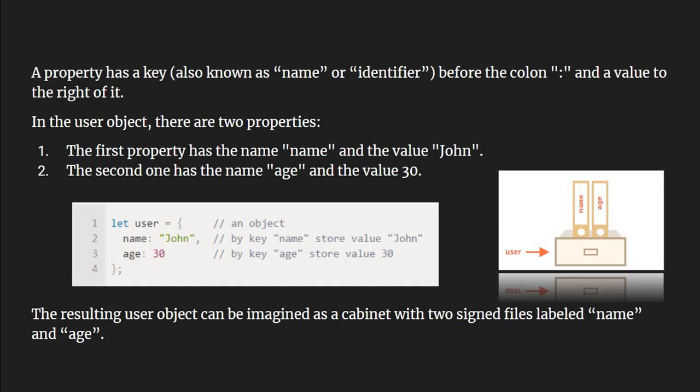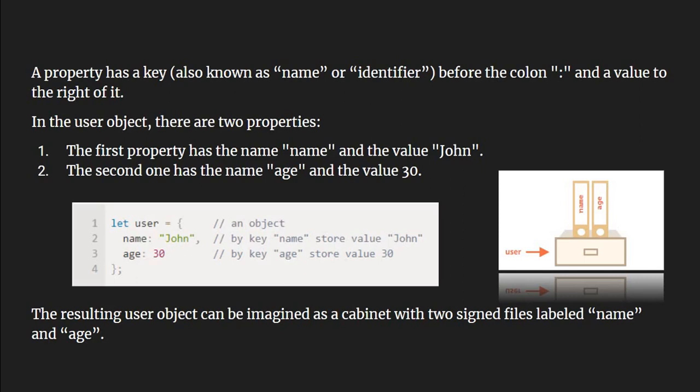That means there are two properties here, name and age, and the values have been assigned as John and 30. As you can see in the diagram, the user is at the bottom and there are two values in it, two property names and their values, name and age. The resulting user object can be imagined as a cabinet with two signed files labeled name and age.